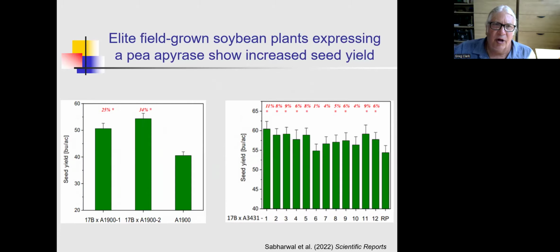Now, these experiments were done in an older strain called Williams 82, which is no longer used in agriculture. So we wondered whether this increase in seed yield might persist for elite germplasm of soybean plants. So here's the data in patent-protected elite germplasm, and we saw statistically significant increase in seed yield in multiple field trials in multiple sites, and so we're very excited to find that this trait of increased seed yield persists even in elite germplasm.